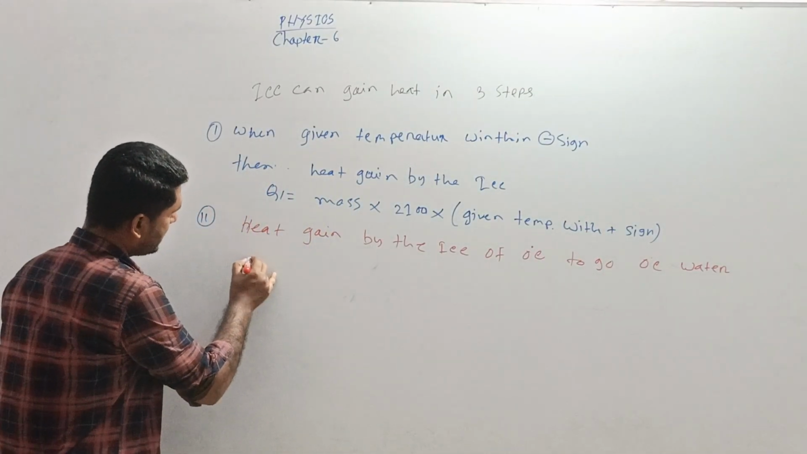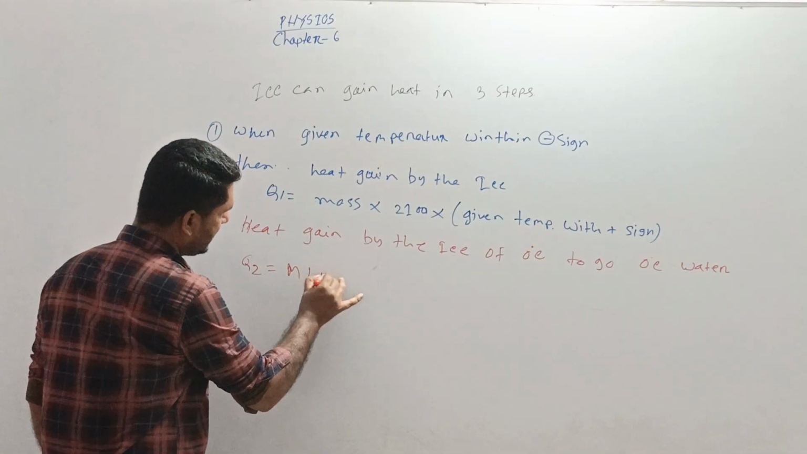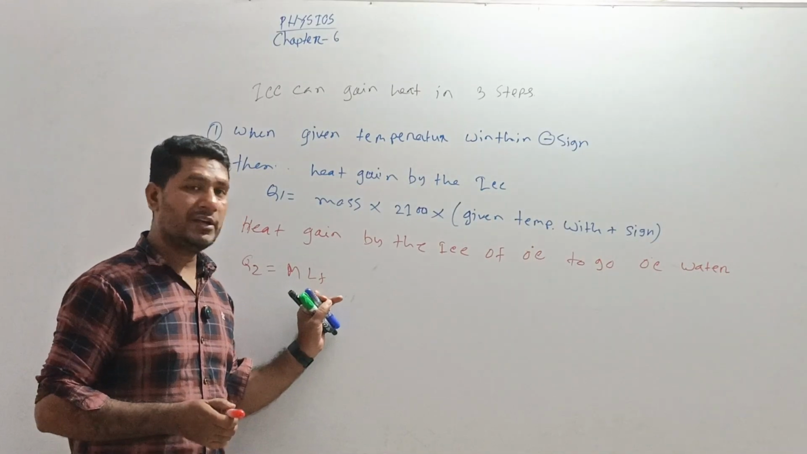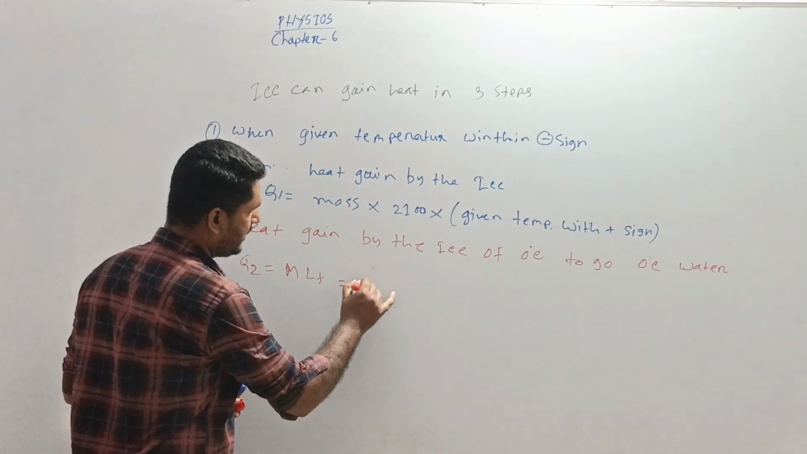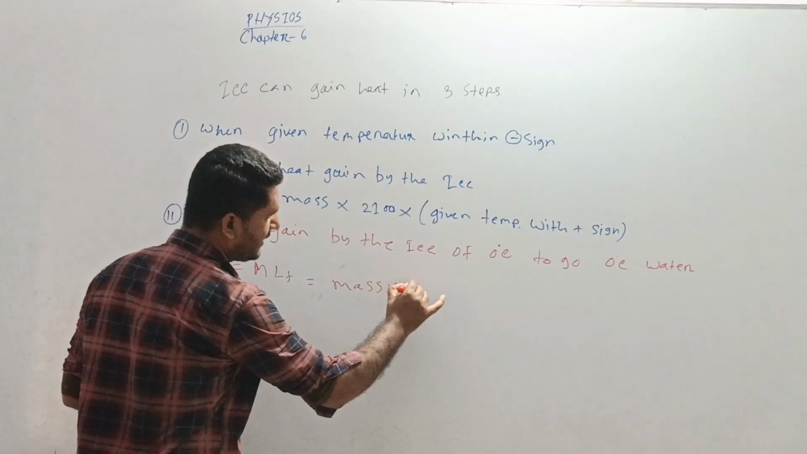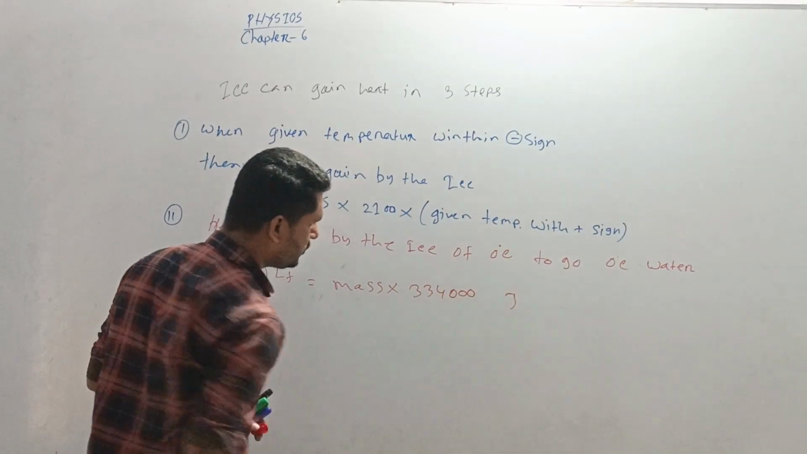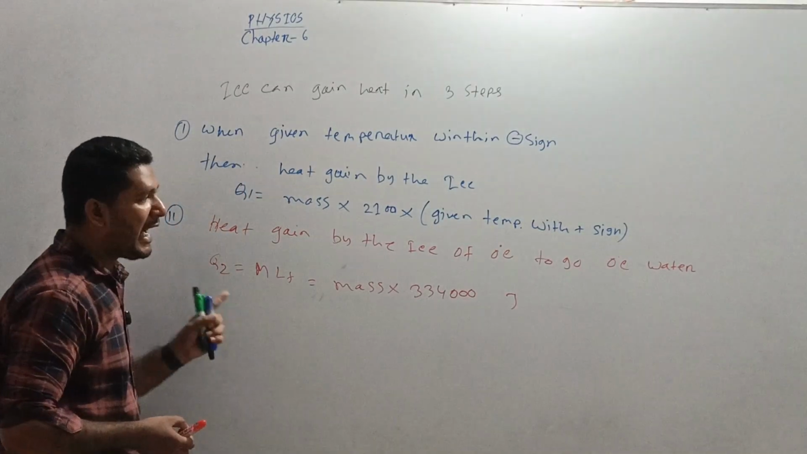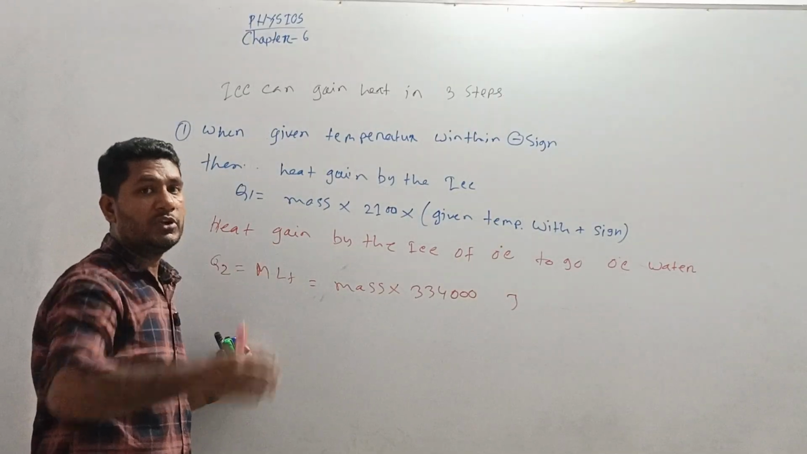So Q2 will be MLF, that means mass of ice into latent heat of fusion of ice. The latent heat of fusion for ice is 334000 joule. This is the heat gained by the ice when it goes from solid state to liquid state.